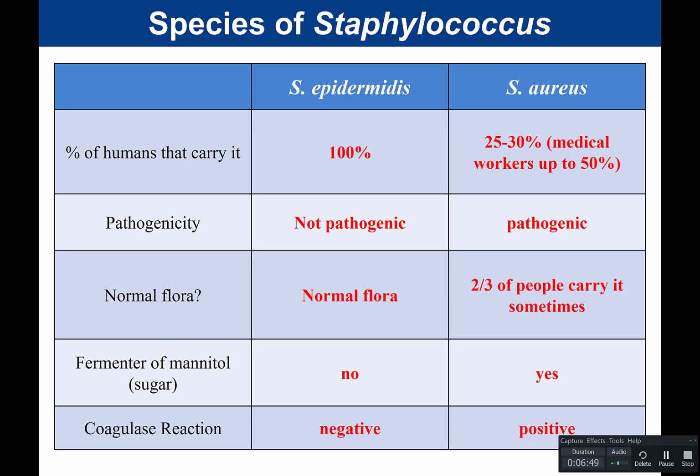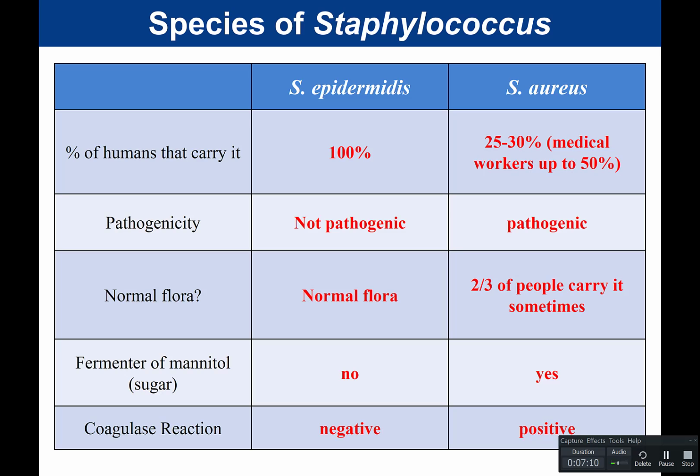It's not always. There are different strains of Staph aureus. Some are much more pathogenic than others. Think of MRSA. Methicillin-resistant Staph aureus is very pathogenic. It causes severe disease. But not all strains of Staph aureus behave the same, but it can be pathogenic.